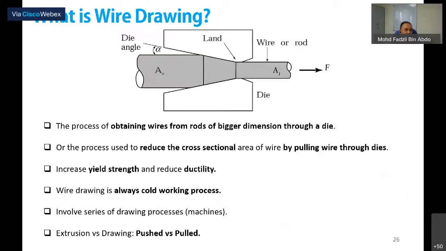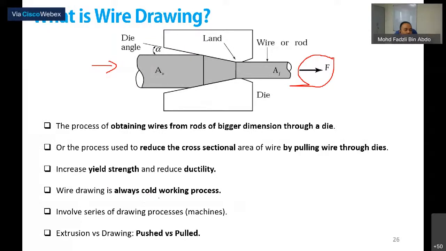Okay. What is wire drawing? Tadi kalau extrusion, force dia dekat sini. But then untuk drawing, force dia dekat ujung ni, dekat final product. The process of obtaining wire from rods of bigger dimension through the die. Proses dia sama je, tapi ni lebih kepada nak jadikan wire. Or the process used to reduce cross-sectional area of wire by pulling wire through the die. Inilah pulling maksud dia. Increase strength and reduce ductility.